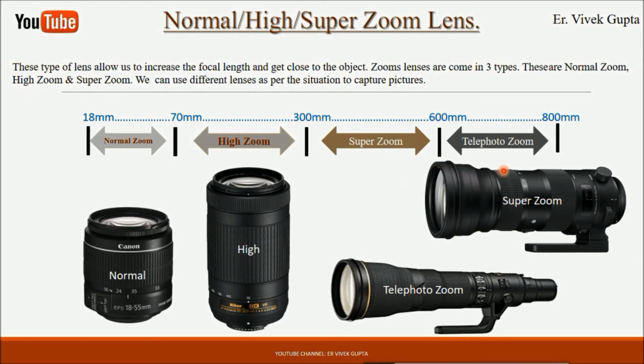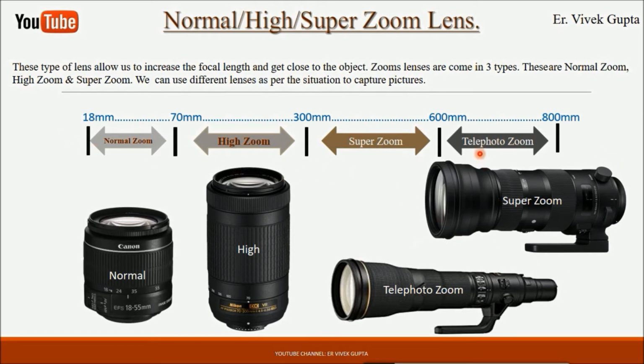Basically, these two lenses are part of one, but I have made this difference between them because you see a barrier between this super zoom and telephoto zoom. The lenses which have a focal length of more than 600 mm, you can say these are telephoto zoom lenses. So these are the different types of zoom lenses.